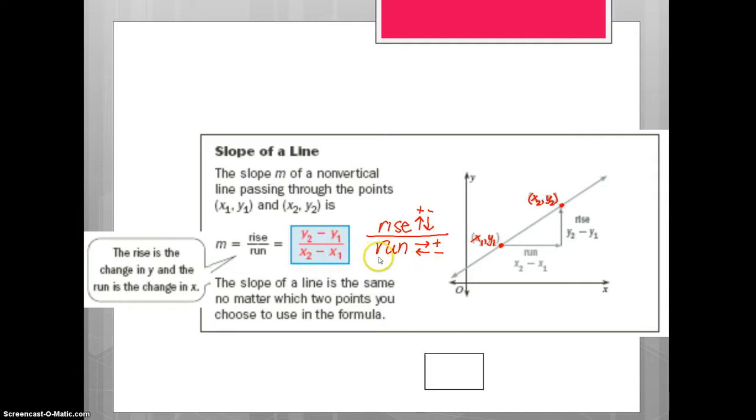Here's the formula that we use for slope. You also might want to understand that it's the change in y over the change in x. So it's your y over your x. That's always hard for people to grasp, that the y's are on top. The slope of the line is the same no matter which 2 points you choose to use in the formula.